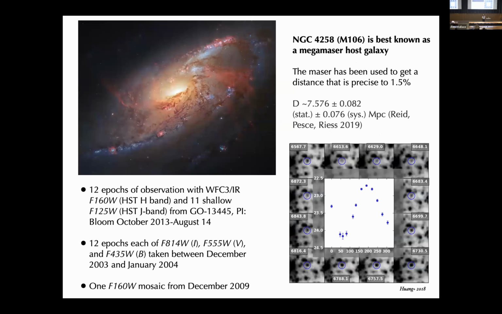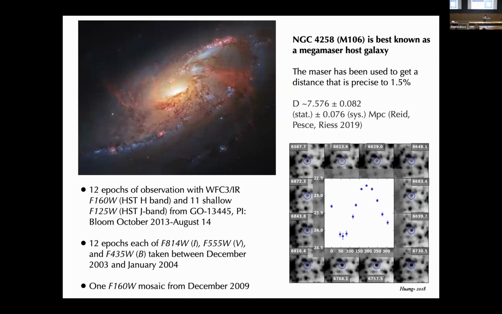Okay, so NGC 4258 is best known as a megamaser host galaxy. That's because it is the nearest maser galaxy that has a very precise distance, and that distance is 7.5 megaparsecs. It's precise to 1.5%, which is pretty amazing.